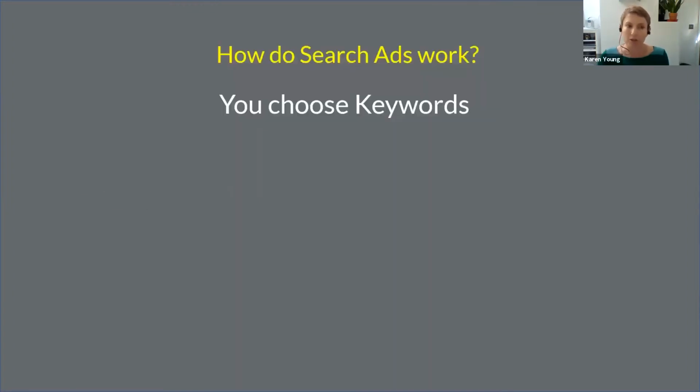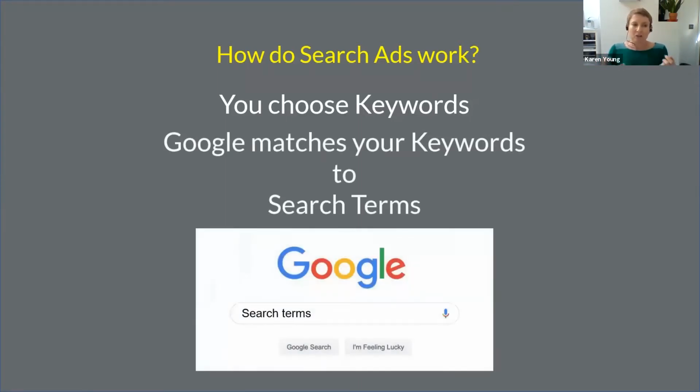So how do search ads work? You choose keywords. Now, keywords is just a phrase, it doesn't mean a single word. It means any phrase that someone might type into Google. And you put keywords in your account that you think people would be likely to type if they're looking for you. And then Google matches the keywords that are in your Google Ads account to the search terms, the things people specifically type into Google.